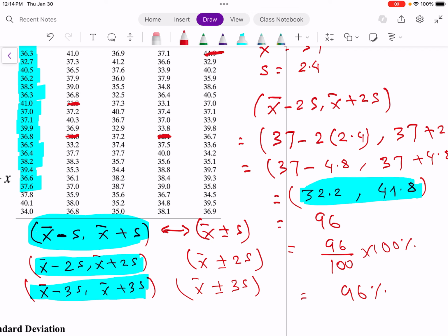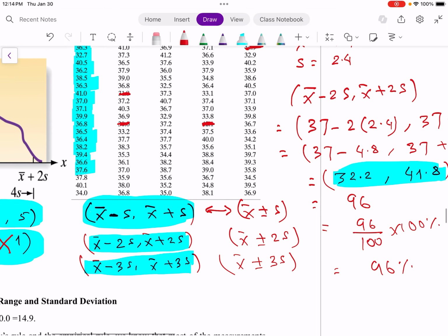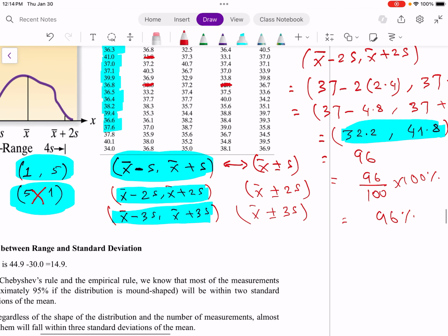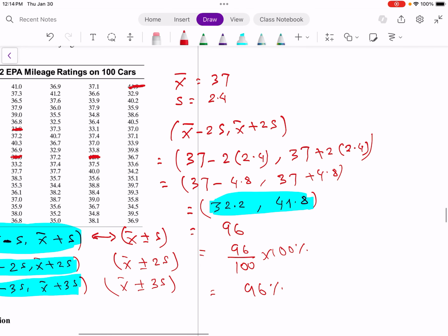Okay. In a similar way, you can find the number of measurements within 1 standard deviation of the mean, and you can find the number of measurements within 3 standard deviations of the mean. You will be asked to find the number of measurements within 1 standard deviation, 2 standard deviations, and 3 standard deviations of the mean. Okay, for this, does anyone have any question here?